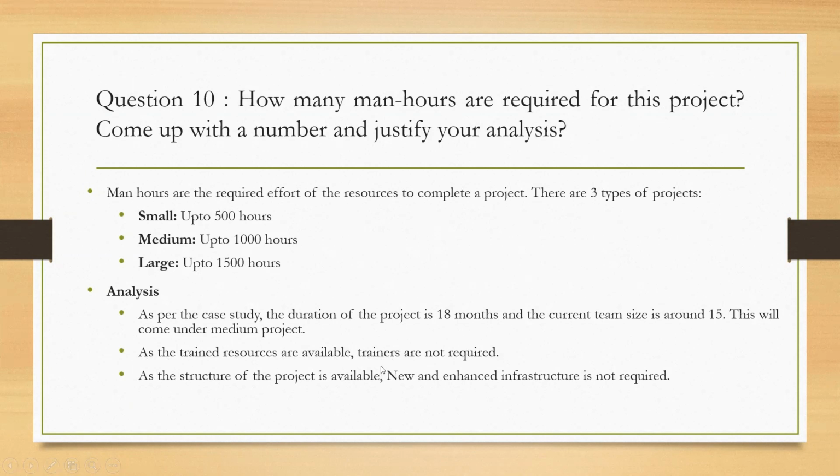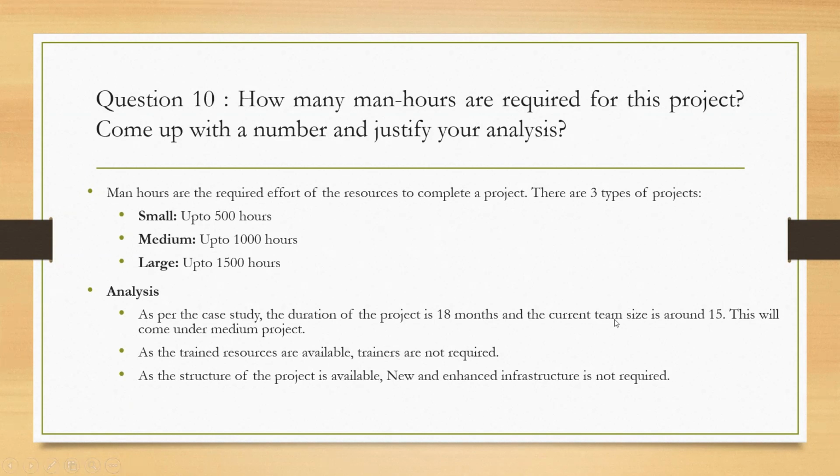As trained resources are available, trainers are not required. Whatever the resources are in this particular case study, all are trained, so we don't require any trainers. You need to look into the online agriculture product store and consider how many months they have, what the team size is, and whether trained people are there or new trainers are required. As the structure of the project is available, new and enhanced infrastructure is not needed. Likewise, according to the case study, you need to make some analysis.